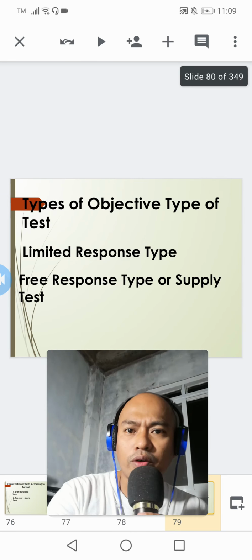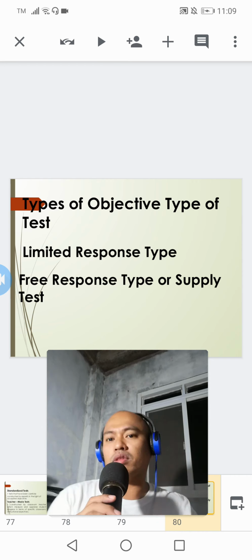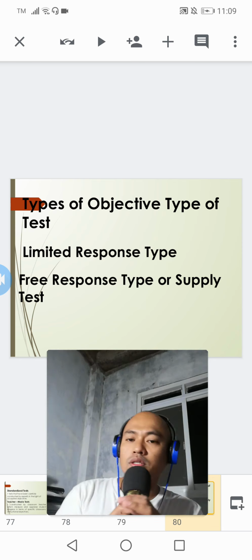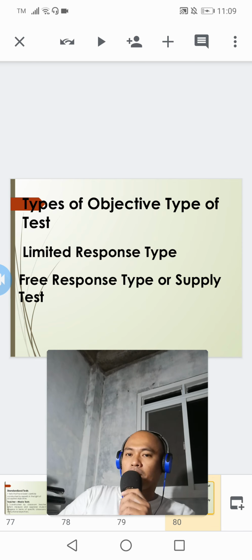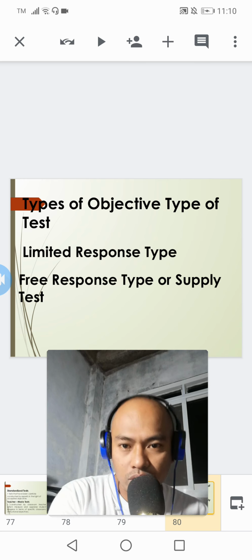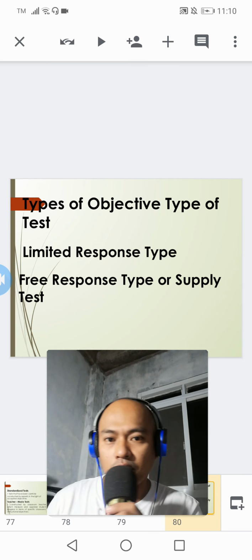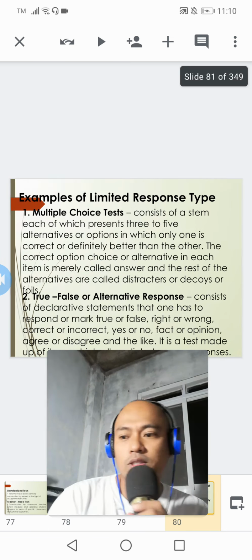So let's concentrate first on the two objective types of test, which are the limited response type and the free response type or supply type of test. If we define the limited response type of test, this requires students to select the answer from a given number of alternatives or choices. While the free response type or supply type of test requires students to supply or give the correct answer. So this is the difference between the limited response type and the free response type or supply type of test.